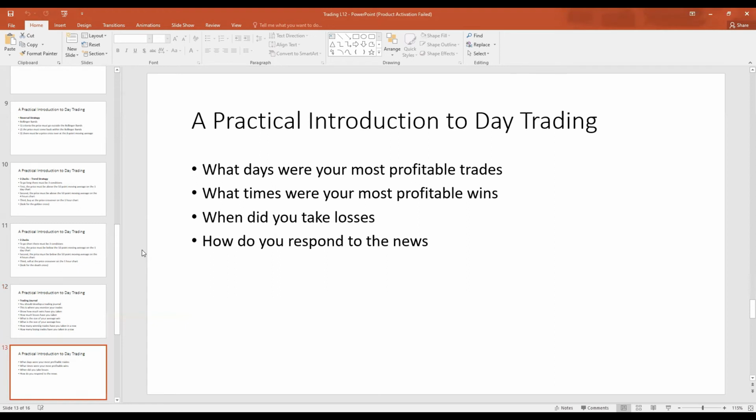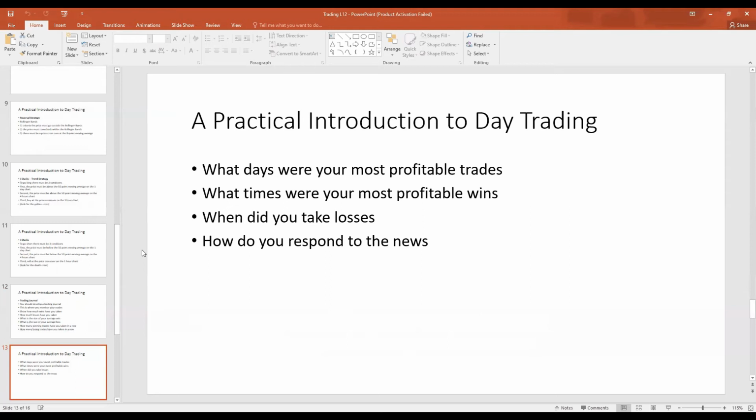So you also need to monitor what time of the day you take the most profitable trades. For me, the most profitable trades occur in the morning. So when I trade oil, silver, or gold, I take the most profitable trades anytime between, let's say, 4 a.m. and 10 a.m. Generally, that is the case.